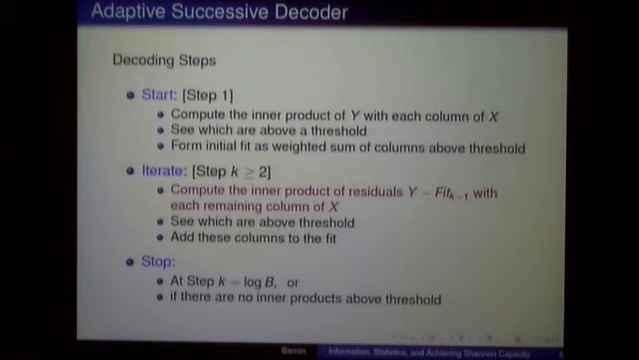Stop at a step size of order log b. More precisely, it should be the signal-to-noise ratio times log b plus 2. Or stop if you can't find anything else above threshold.